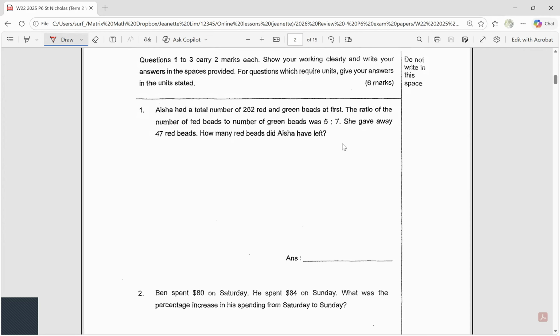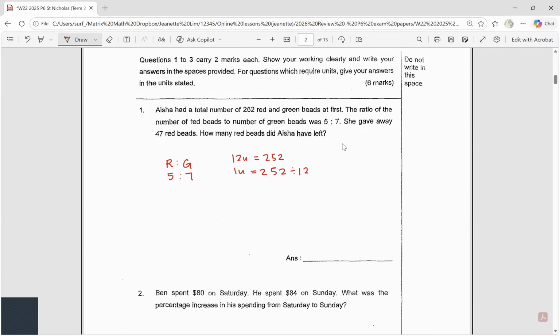So firstly, we write down the ratio. We have red to green, 5 to 7. And this total is 252. So 12 units, because 5 plus 7, so 12 units is 252. 1 unit is 252 divided by 12. You can use a calculator for this.